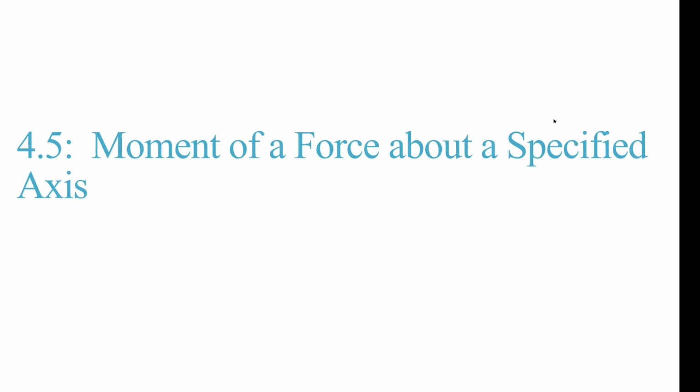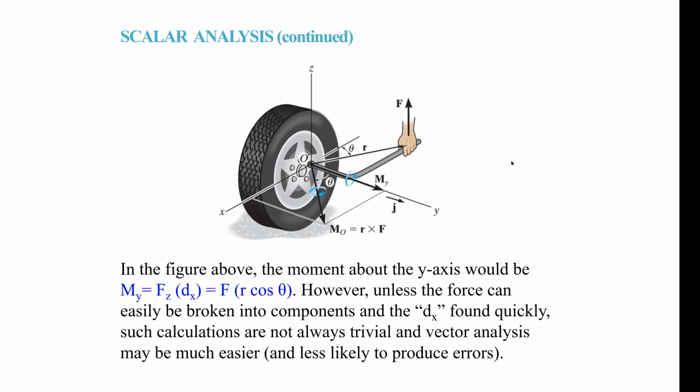Okay, I'm going to look at sections 4.5 and 4.6, and we're going to look for the moment of a force about a specified axis, basically a continuation from 4.4. Okay, so here's an example. You're using this wrench, or tire wrench, lug nut wrench, to take off a tire, and you provide a force acting at a certain distance from the point of the nut itself. What you're really concerned with, though, in this case is the actual rotation or the moment about the axis.